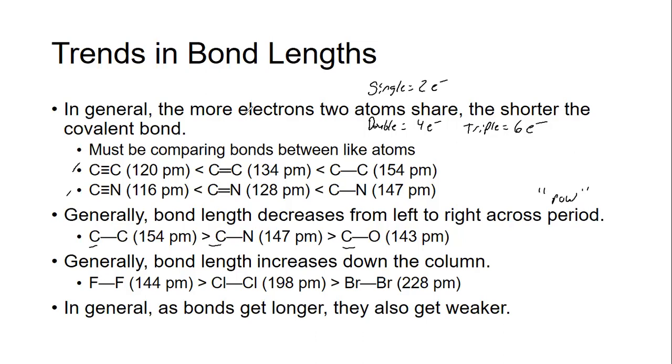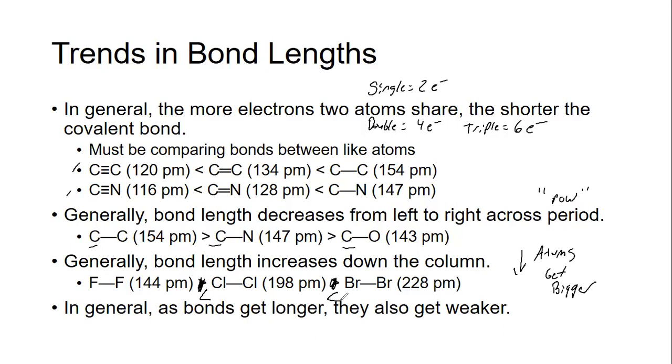And as you go down a column, bond lengths will generally increase. That makes sense because if you remember, as you go down a column, atoms get bigger. So the distance between atoms in a covalent bond also gets bigger. So FF, I have the arrows pointing the wrong way. I just noticed that. So that should be like that. FF is smaller than ClCl, which is smaller than BrBr.